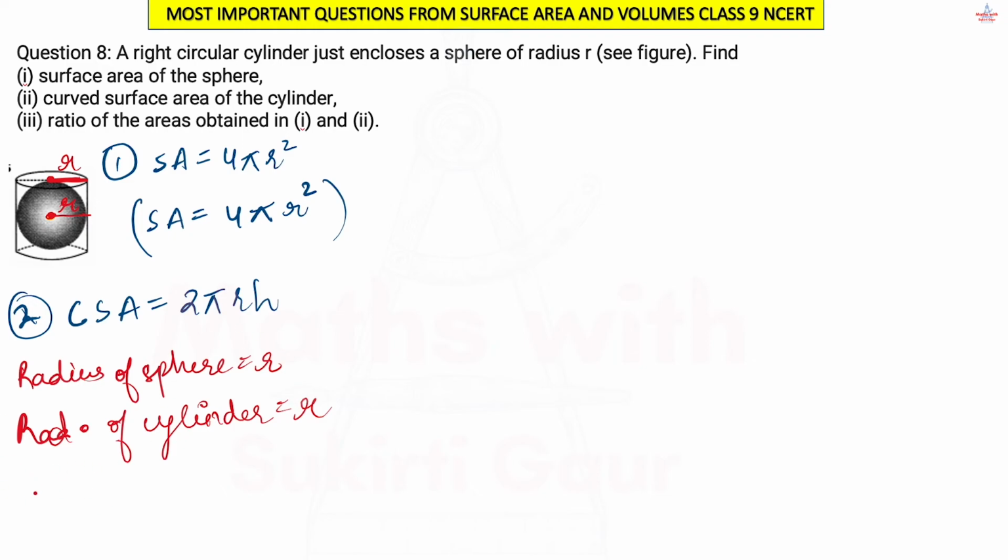So just put the value accordingly. CSA will be equal to 2 pi r h. So this will be the curved surface area. This is very simple, right?